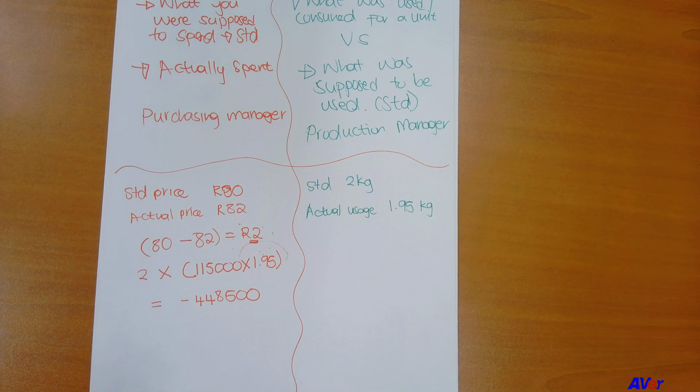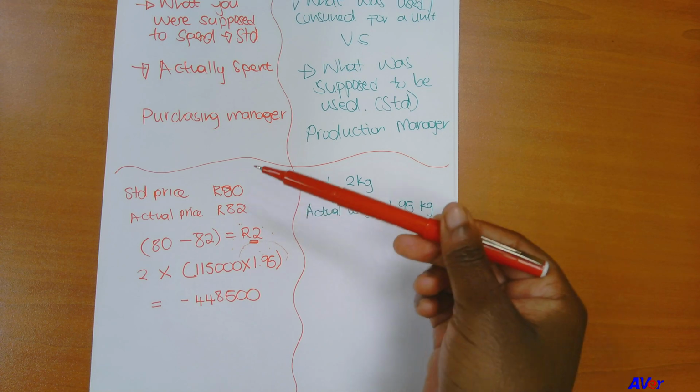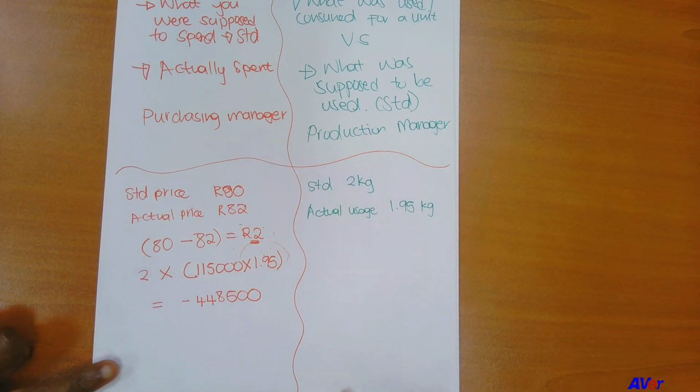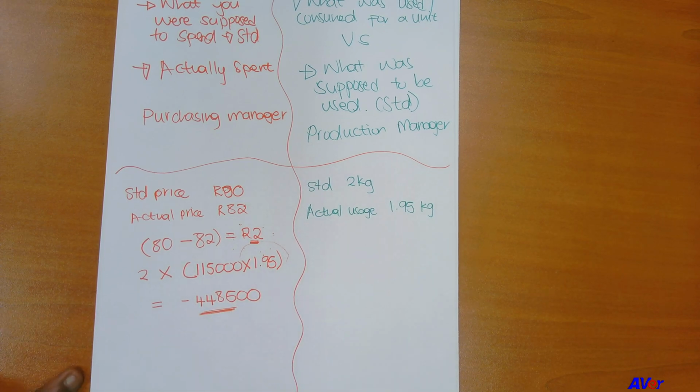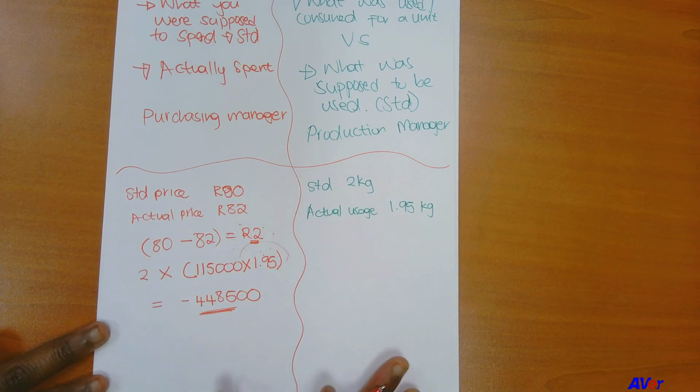You see, now we're talking. Now we've shown the impact of his decision. Because he went and bought material at 82 rand instead of 80 rand, he has cost the company 448,500.